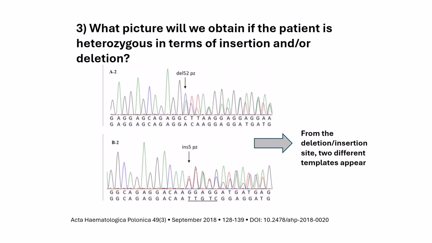What picture will we obtain if the patient is heterozygous in terms of an insertion or deletion? If we sequence the area of the genome containing this particular deletion or insertion, from the deletion or insertion site two different templates appear, and we'll see the signals from both templates at the same time. It is like here, and the insertion is exactly the same. From the moment of insertion, we can see that two signals are appearing.